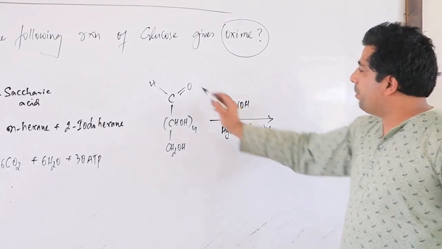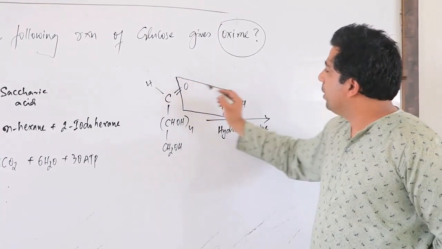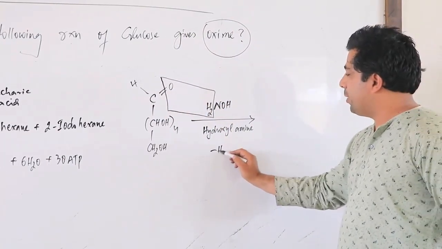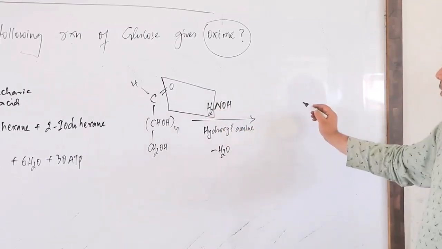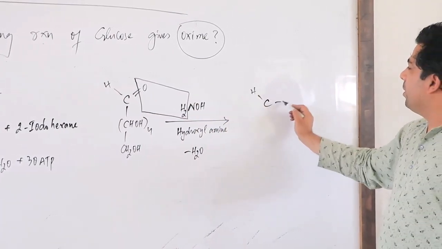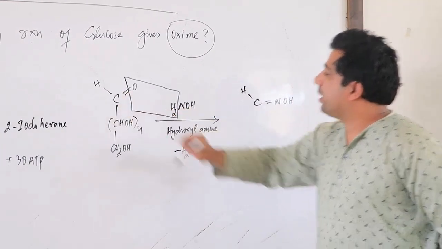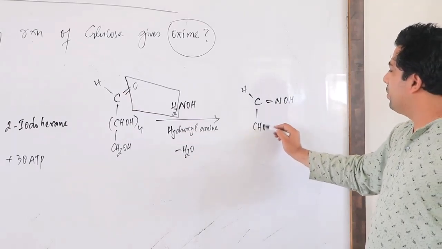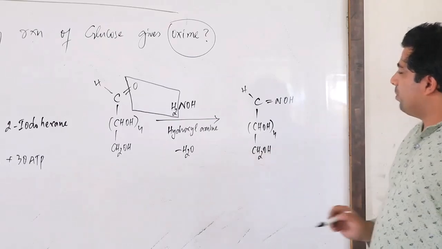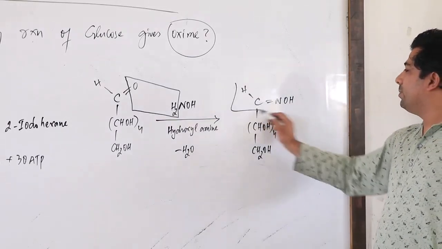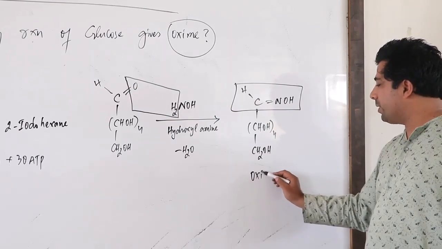So what happens is this carbonyl group will give oxygen and this will give 2 hydrogen. So there is a loss of water molecule, minus H2O. Then this carbon will react with nitrogen here. So have a look here. CH double bond NOH. This NOH will interact with the carbon here. Then you have CHOH 4 times, then CH2OH. So my dear friends, this is your oxime. You can also call it glucose oxime or simply oxime.